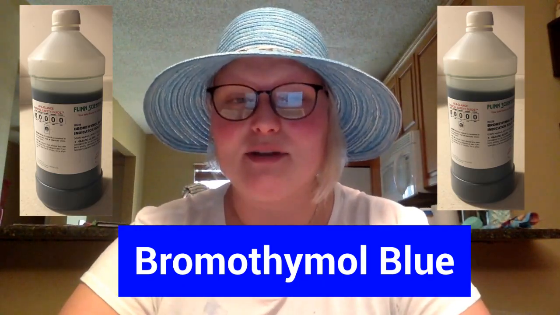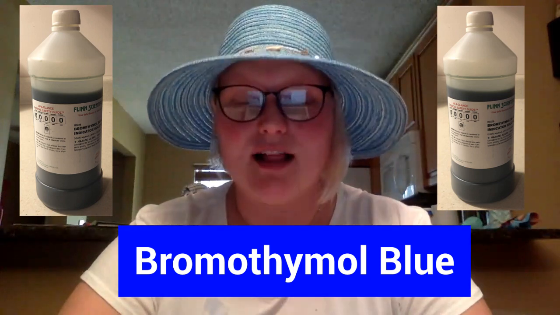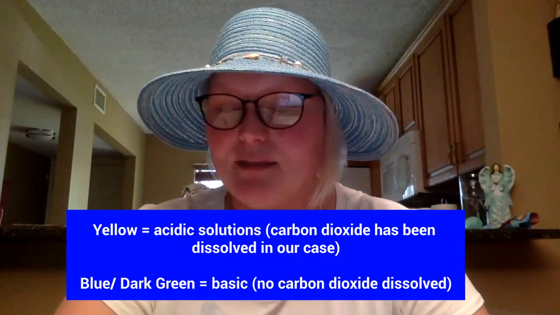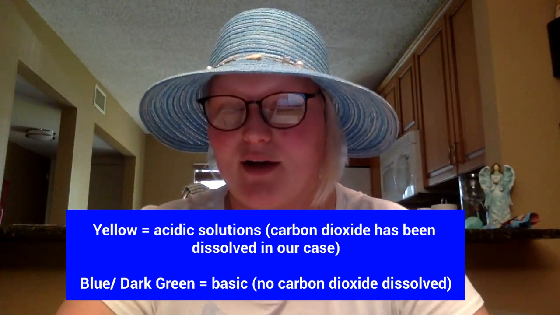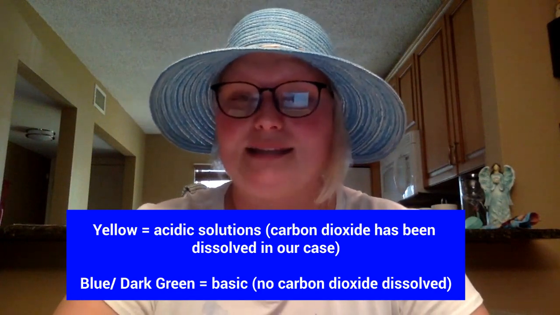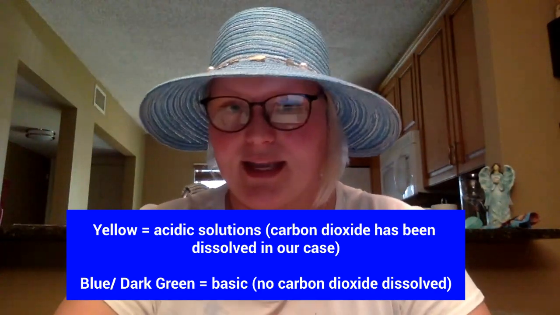This is a chemical indicator that changes color as the pH of a solution changes. It will turn yellow in the presence of acidic solutions and stay blue in the presence of basic solutions. Acidic solutions, we can think of things like lemon and vinegar, and basic, things like baking soda and soap.